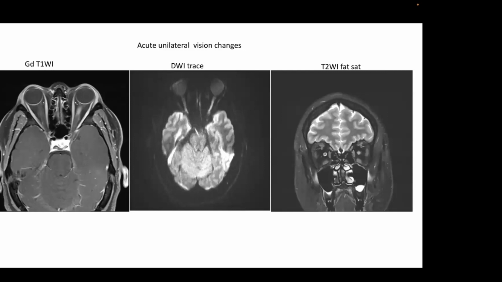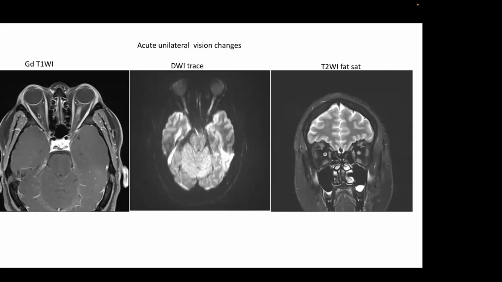Okay, here's a patient with acute unilateral vision change. Remo, do you want to look at this case? I don't like the left optic nerve. Good, good. And so we see this is the T1 weighted scan. So is it normal for the optic nerve to enhance? No, it's abnormal, right?